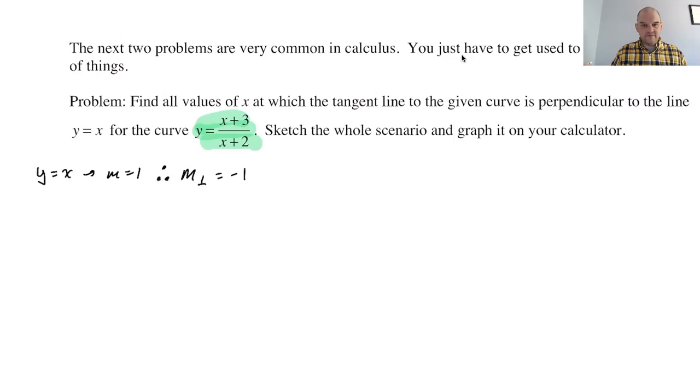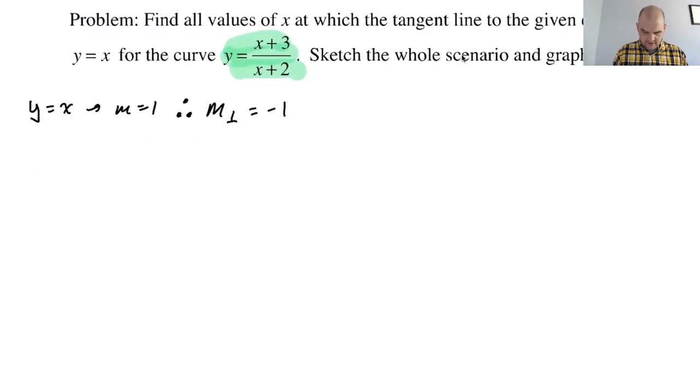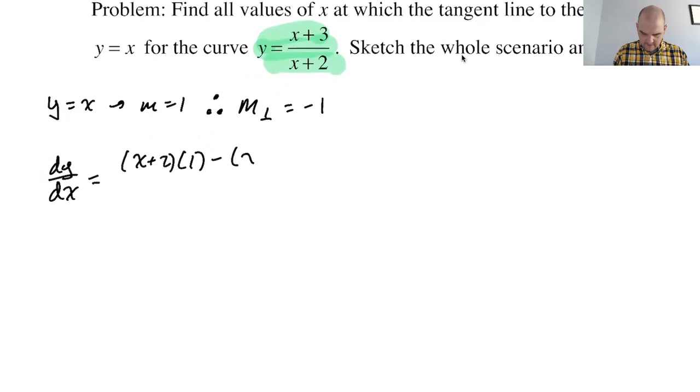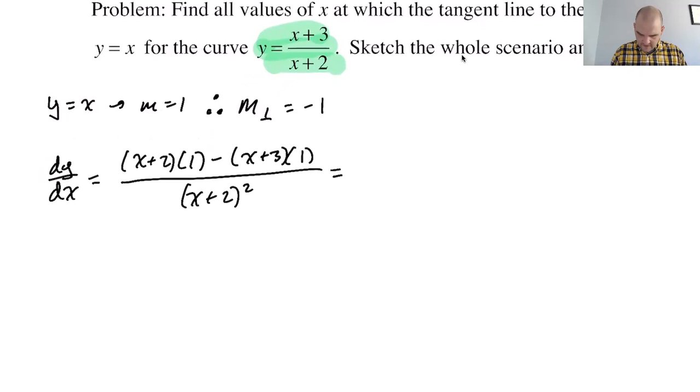Anyway, we're looking for where the derivative of that thing is equal to -1. So I'm gonna have to find the derivative. So let's dive in and see if we can do that. So it's a quotient, so I'm gonna use quotient rule. So dy/dx is the bottom times the derivative of the top minus the top times the derivative of the bottom, all over the bottom squared. Okay, so if we simplify this, I get (x plus 2 minus x minus 3), so I get -1 over (x plus 2) squared.